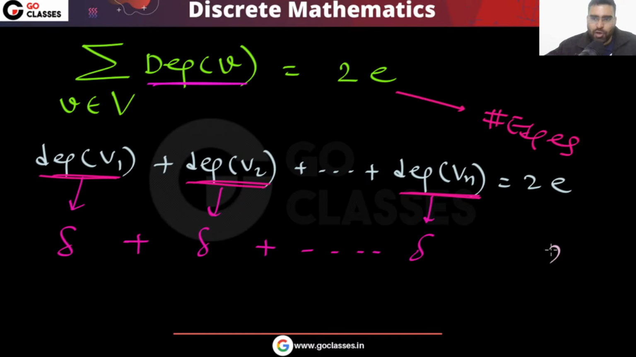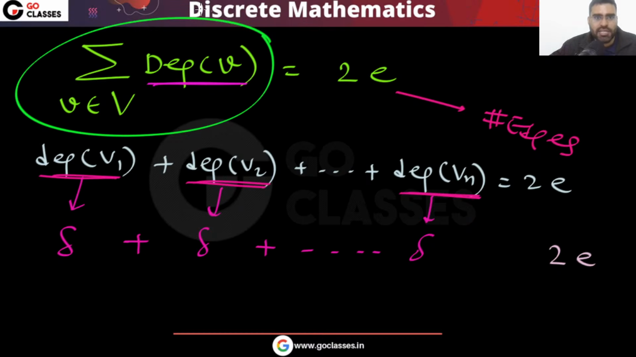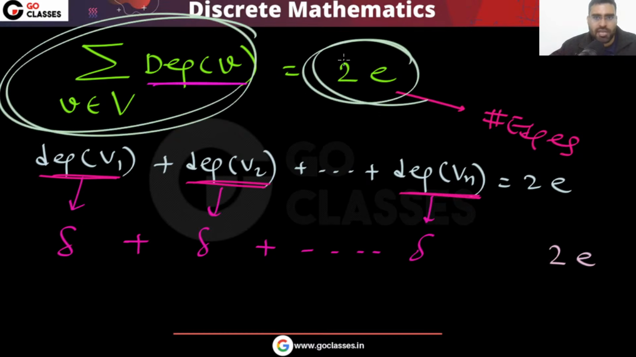then what will happen to this equation? Which side will be bigger? Which side will be larger? Are you getting my point? My point is very simple: the total degree is equal to twice the number of edges. This is the total degree. This is twice the number of edges.